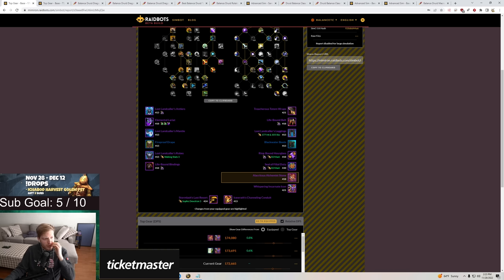Other stuff in regards to consumables. Elemental Potion of Ultimate Power. They're annoying to get, but they're our best potion. I think they're also the only potion we can really use, but they're pretty solid.